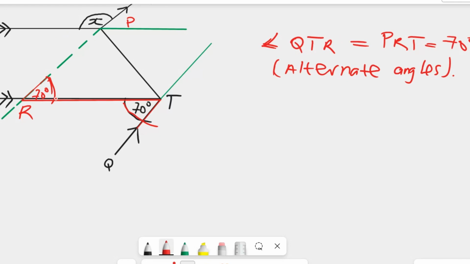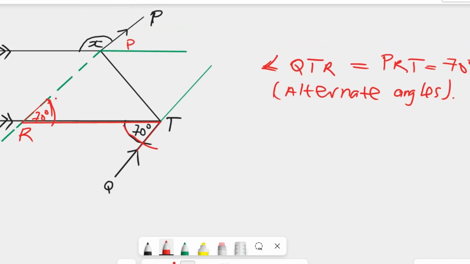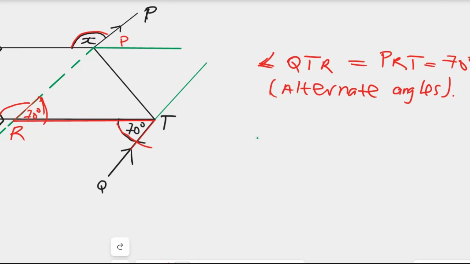So how do we find the value of x? This particular angle here, the angle x, is the same as this angle. The reason is that they are corresponding angles. So I can say that angle x is equal to angle SRP. This is angle SRP. Okay. And how do we find the value of x?